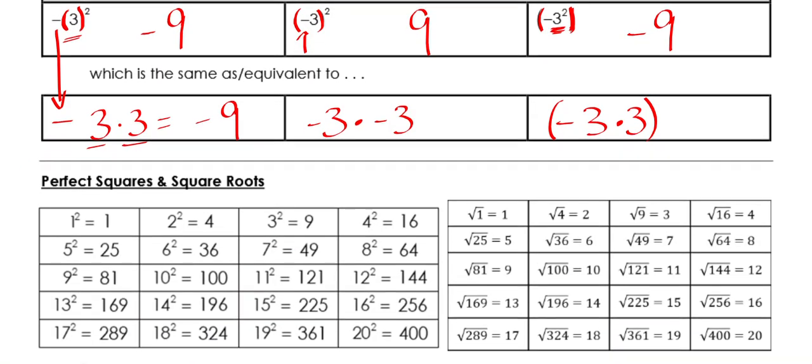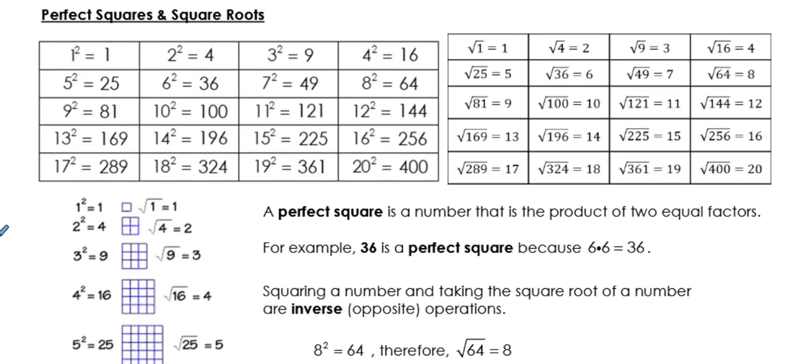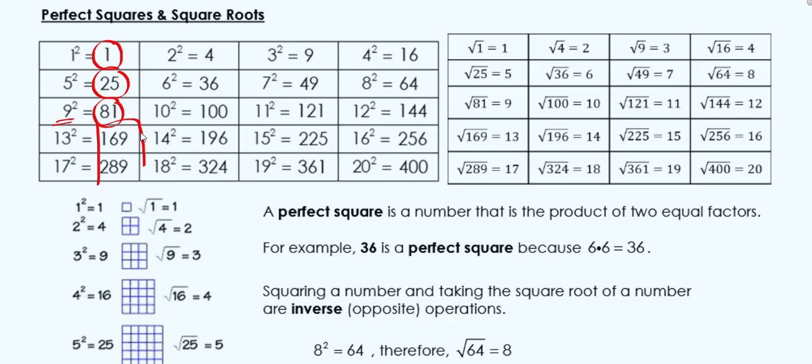All right, so these are the list of perfect squares, 1 through 400. This is a perfect square, this is a perfect square, this is a perfect square, because a whole number multiplied by itself gives you that number. These are the perfect squares, because you can multiply a number by itself to give you that number.